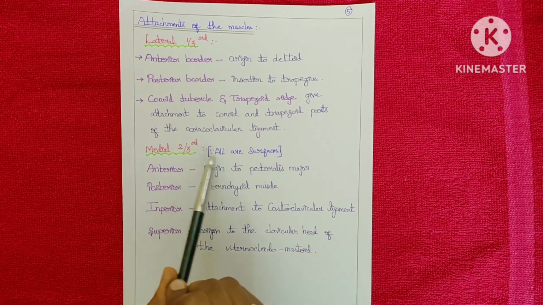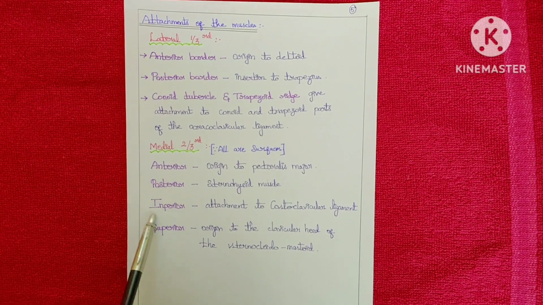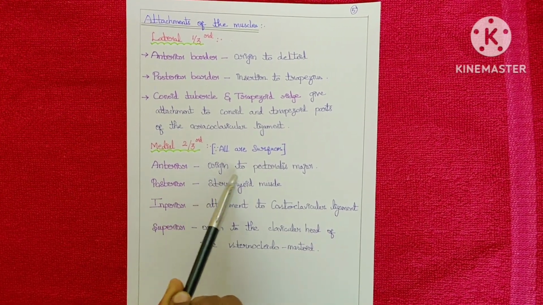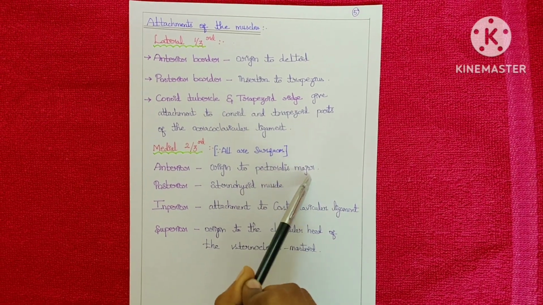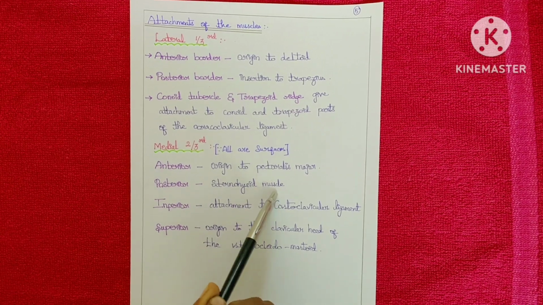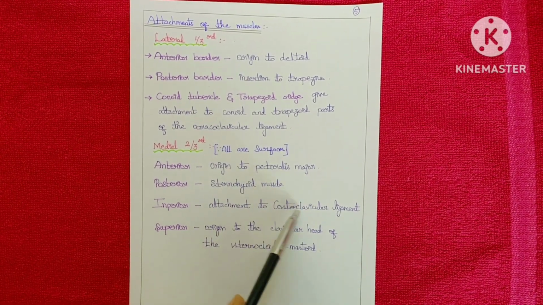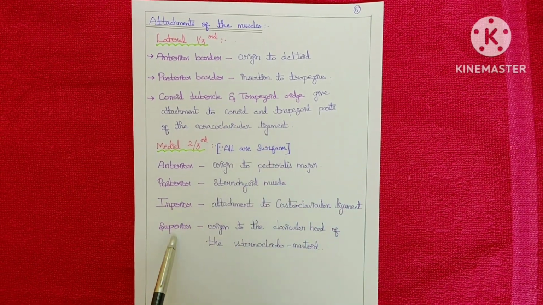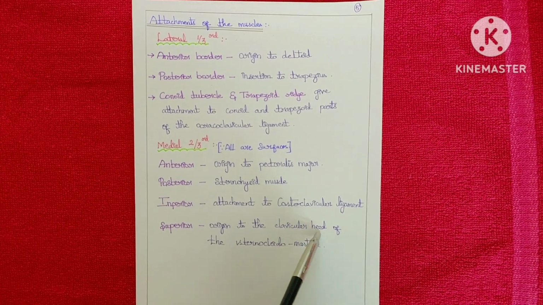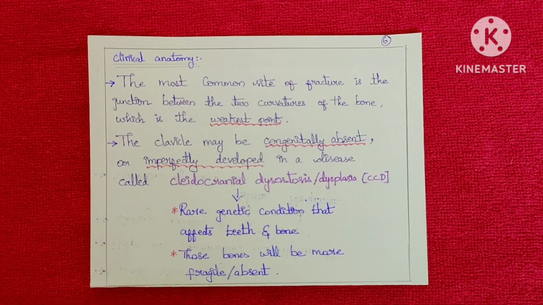Now in the medial two-third, we have all the surfaces, that is anterior surface, posterior surface, inferior surface and superior surface. The anterior surface gives origin to the pectoralis major muscle. The posterior surface gives origin to the sternohyoid muscle, whereas the inferior surface gives attachments to the costoclavicular ligament and the superior surface gives attachment or origin to the clavicular head of the sternocleidomastoid muscle.